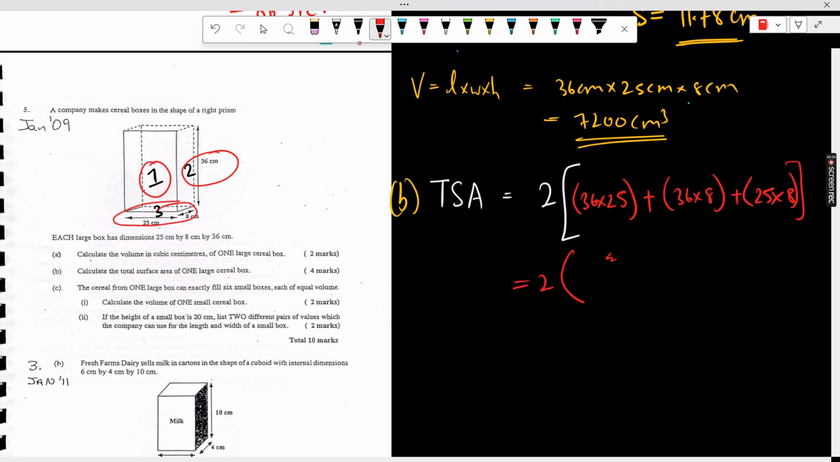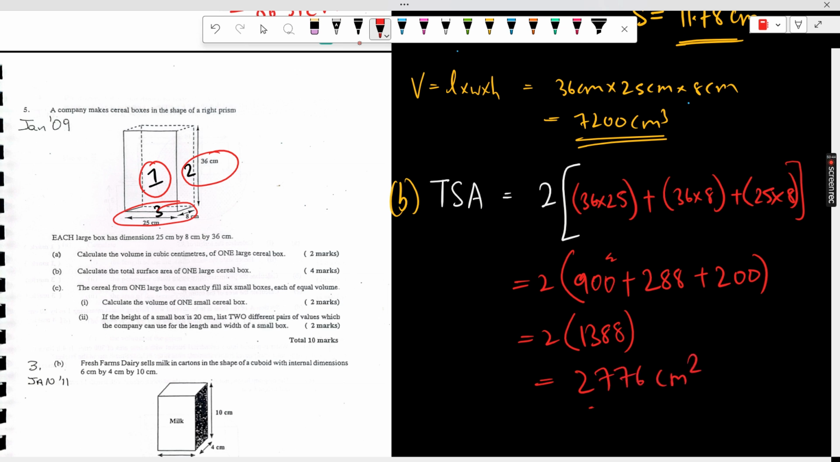Let me see. What is 36 times 25? That's 900. Yes, sir. Plus, now 36 times 8, that's 288? Yes, sir. And then 25 times 8, that is 200, right? So basically we have 2 times 900 plus 200, 1100. Plus 288, 1388. So 2 times 1388, what does that give us? 2776. Check my math there for me. So 2776 centimeters squared.